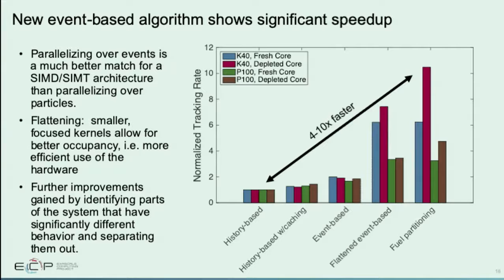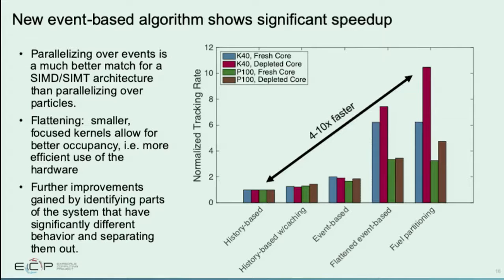Now, what I'm showing here in the graph is two different GPU architectures, both NVIDIA, and then two different systems which essentially had very different load balance characteristics. That's the fresh and the depleted core. So what you should see on the left, starting from the history base, is that everyone's normalized to 1, and you'll see how much each system was able to be sped up with the different changes to the code.